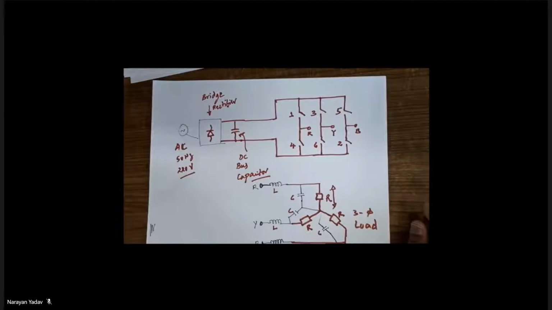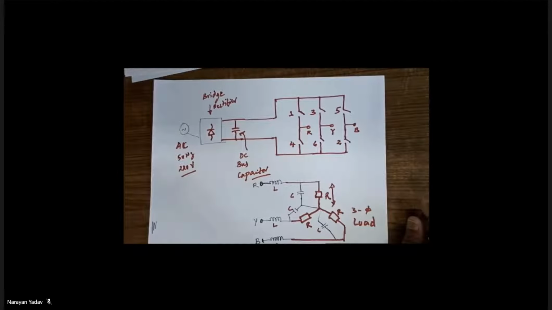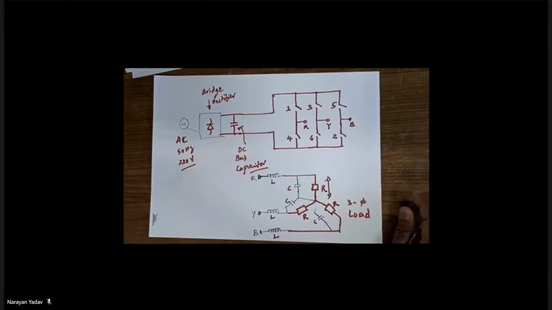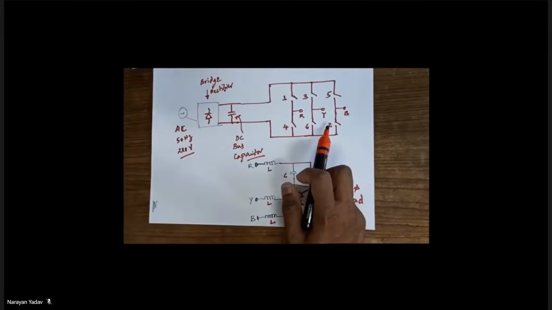Now if you want to make the entire system functional, there are a few things that we have to set first. The first important thing is we need to give the gating sequence for the devices. The device number is given according to the gating sequence. We are going to demonstrate 180 degrees conduction of this inverter. In 180 degrees conduction mode of operation, each device is on for 180 degrees, and after every 60 degrees a new switch is turned on.